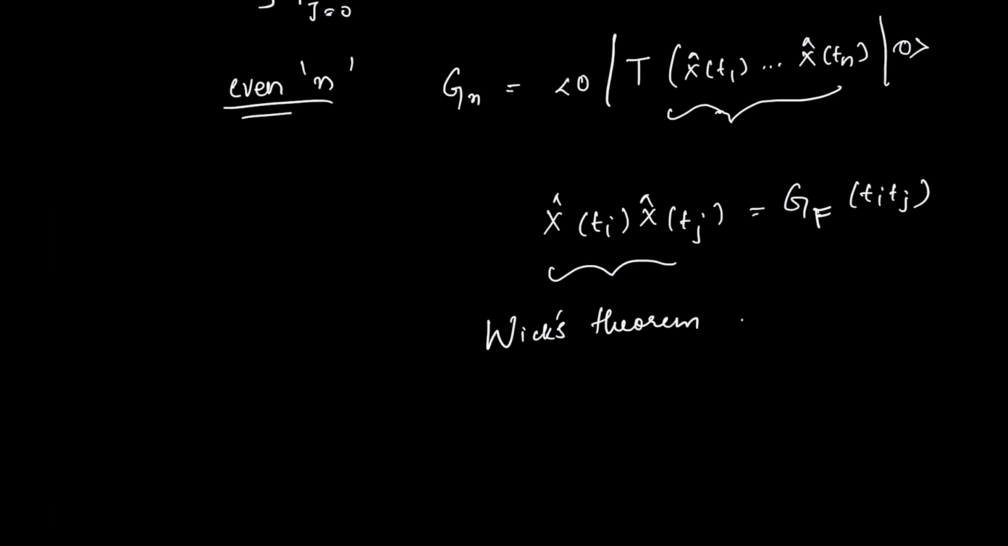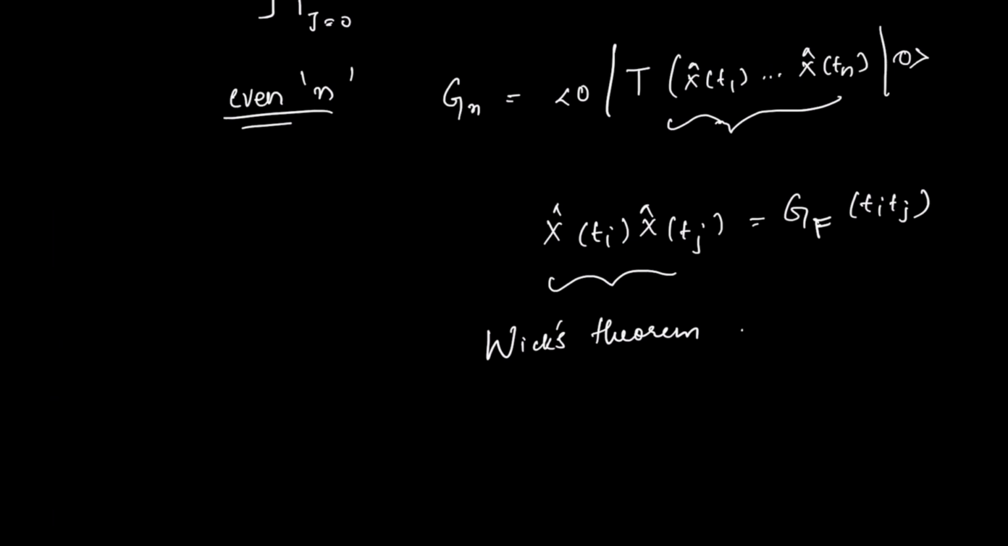For even n, the n-point function Gn will be the summation of all possible contractions between the various operators. Each pair will be a Feynman function, and each pair is a contraction. But now we know that it is just a trivial consequence of path integrals, which are quadratic in J.